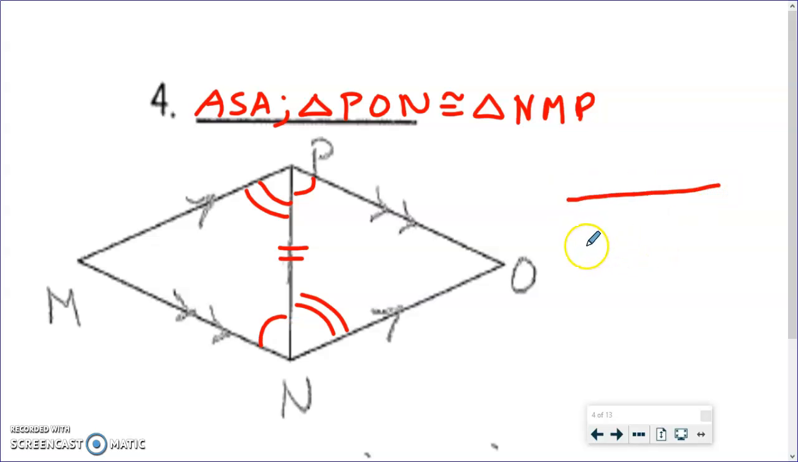Some of you might see it a little bit better if I draw it like this, where now this angle is alternate interior to this angle up here. So that's exactly what we get here. We get an angle, a side, and an angle, and one of the triangles is congruent to an angle, a side, and another angle. So that's why we get angle, side, angle.